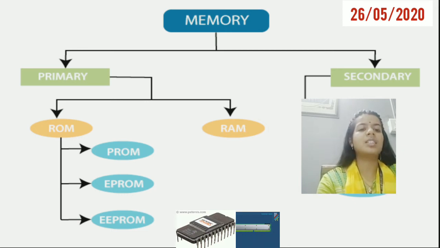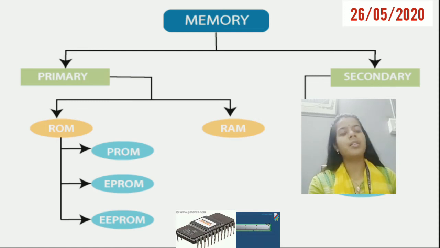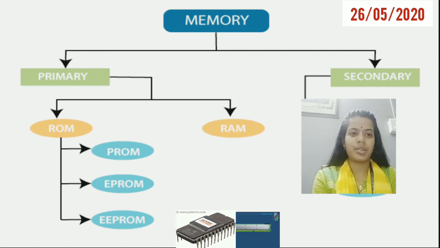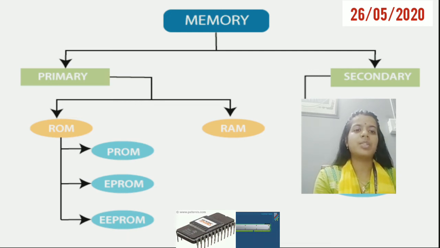Then we have learned about the types of primary memory: RAM and ROM. We have learned that RAM can store data and instructions only when the computer is turned on, and we can read and write data on this temporary memory. If the power suddenly goes off, all the data stored on RAM is lost. So RAM is known as volatile memory.